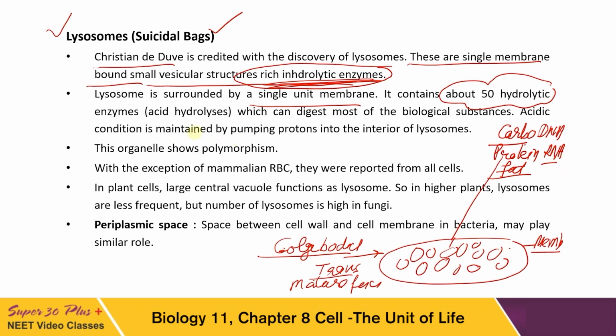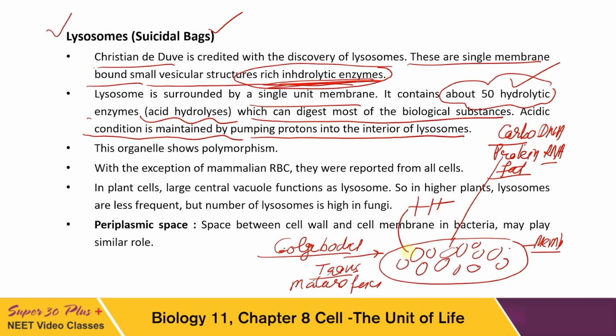Okay, these 50 hydrolytic enzymes, very important point, are acid hydrolases, which can digest most of the biological substances. Acidic condition is maintained by pumping protons into the interior. Hydrogen ions, the protons, will be pumped inside the lysosome so that the pH inside will be low, and acidic conditions will be there. That's why they are known as acid hydrolases. These are important.